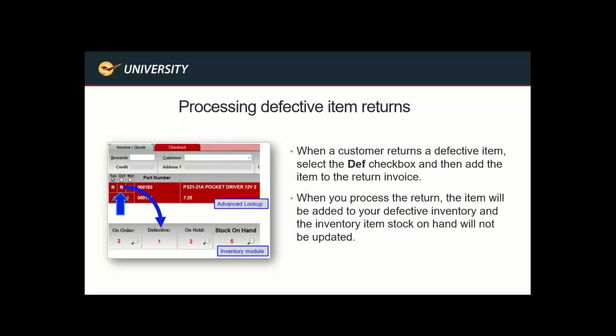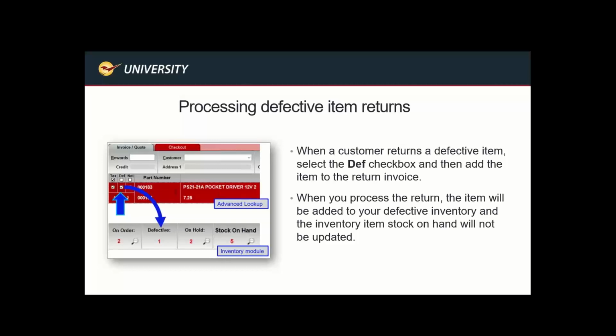So you can also process defective items as returns. The only difference here is you're going to click the box DEF to the left of the item that you've scanned in, whether you bring it up through advanced lookup or scan the item. If you click that defective checkbox on the left-hand side, it'll go right to the quantity, and at that point you put in the quantity amount that you're returning defective, whether it's -1 or -2 or what have you.